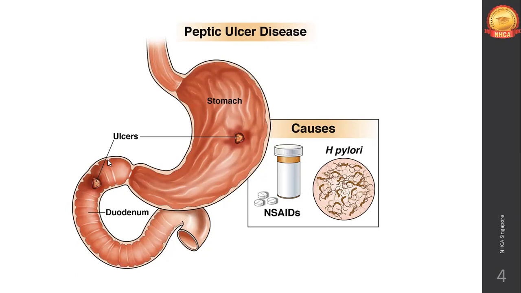Sometimes too much secretion of hydrochloric acid could also lead to ulcer. So in that case, you may have to use H2 receptor antagonist or any antacids, which reduce the acid secretion in your stomach, so you can get some amount of relief.